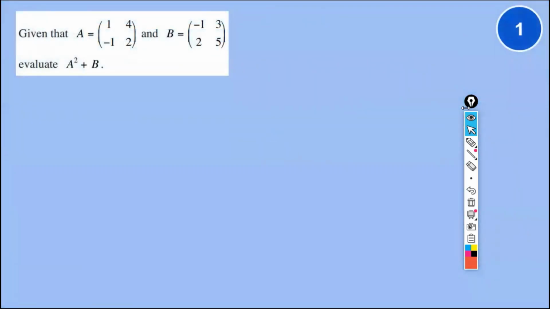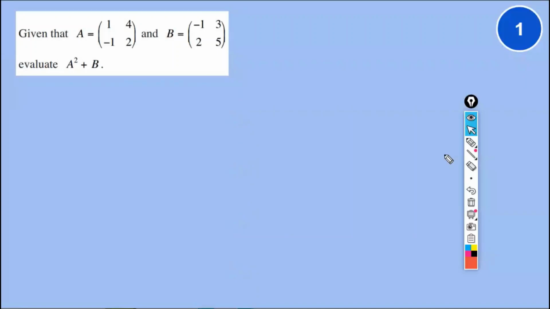So let's look at the first past paper. Some of them are actual past paper questions, and some of them are past paper style questions fit for CXC. I want you all to try the first question for me. See if you can evaluate A squared plus B. Take 2 minutes and let me see what you come up with.